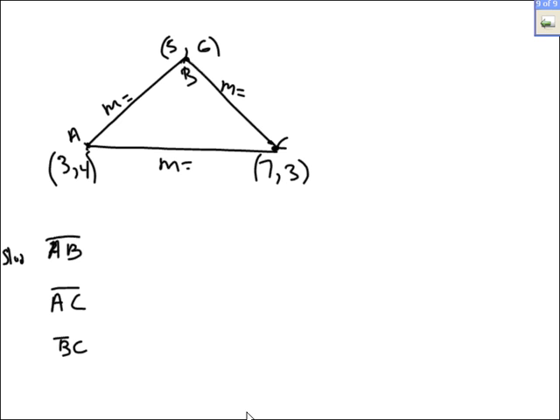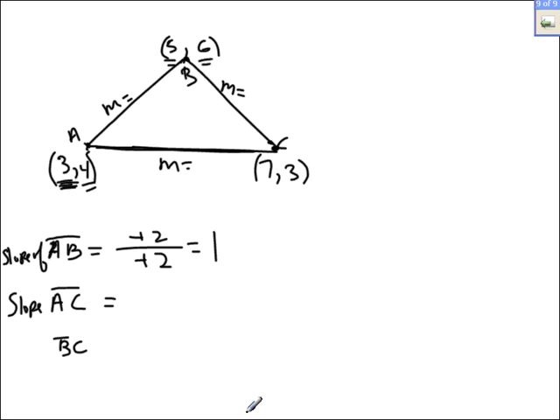Okay. The slope of AB. Well, y goes from 4 to 6. Went up 2. x goes from 3 to 5. Oh, it also went up 2. Slope is 1. What is the slope of AC, which is this line here? Well, x goes from 3 to 7. Went up 4. y goes from 4 to 3. It went down 1. Negative 1/4.